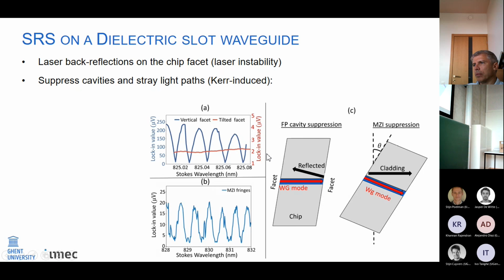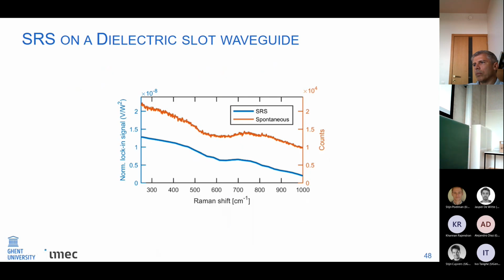And in the same way, you have to put your chip at an angle during measurements to make sure that the cladding light and the waveguide light end up in different spatial positions, and you will not have this interference. Then you can see here that you will not get disturbed anymore by these fringes. So after all these things, I can actually measure SRS on a dielectric slot waveguide.